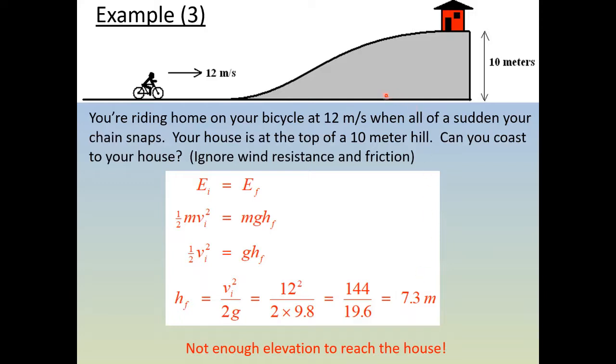So what that means is at this speed, you only have enough speed to coast up to right about here, at 7.3 meters above the ground. Notice the house, remember, is 10 meters above the ground, so therefore you did not make it to the house. You would have to be going faster to coast all the way up the hill.